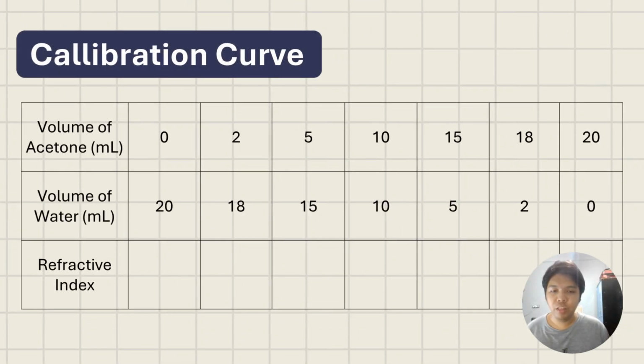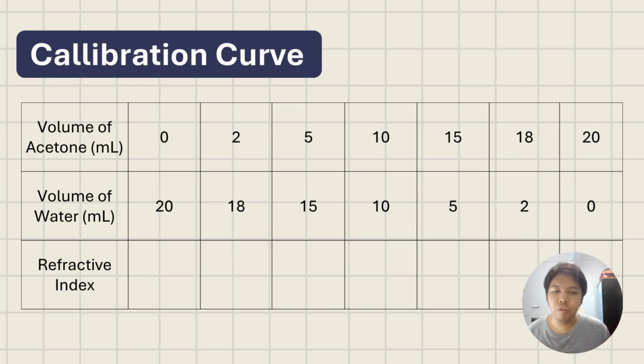So the following section talks about the methodology of this study. The first step of the experiment is to prepare the calibration curve of refractive index toward composition of acetone. The graph will later be used to determine the composition of acetone inside the distillate product by comparing their refractive index to the graph. So firstly, mixtures with different compositions of acetone will be prepared. The volume of each compound used is as shown in the table.